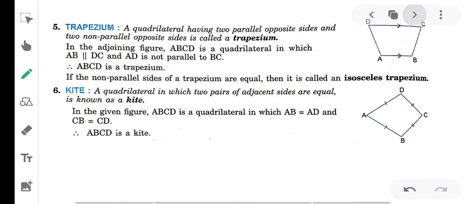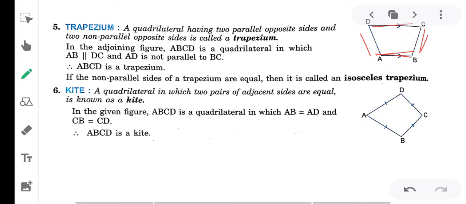Then trapezium, a quadrilateral having two parallel opposite sides, that means AB parallel to CD, and two non-parallel opposite sides, BC and AD. So a quadrilateral having two parallel opposite sides, AB parallel to CD, and two non-parallel opposite sides BC and DA, is a trapezium. We can say this type of quadrilateral is a trapezium.